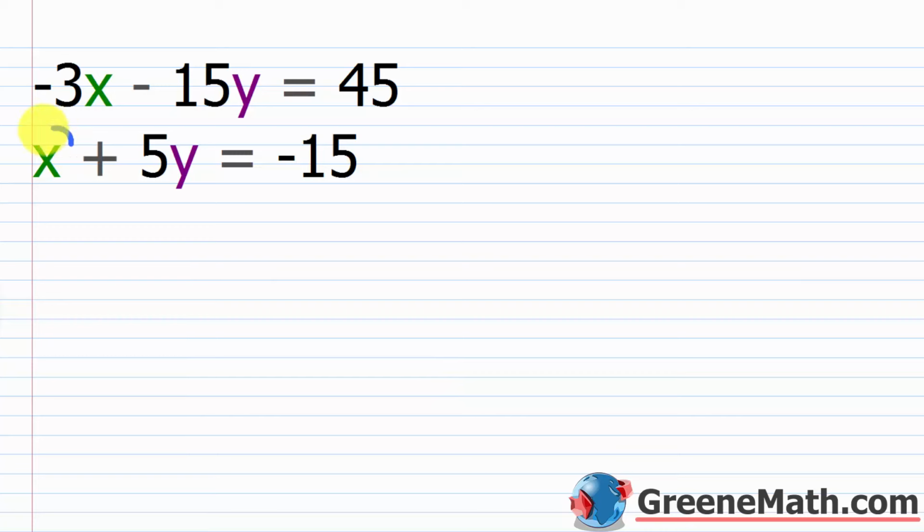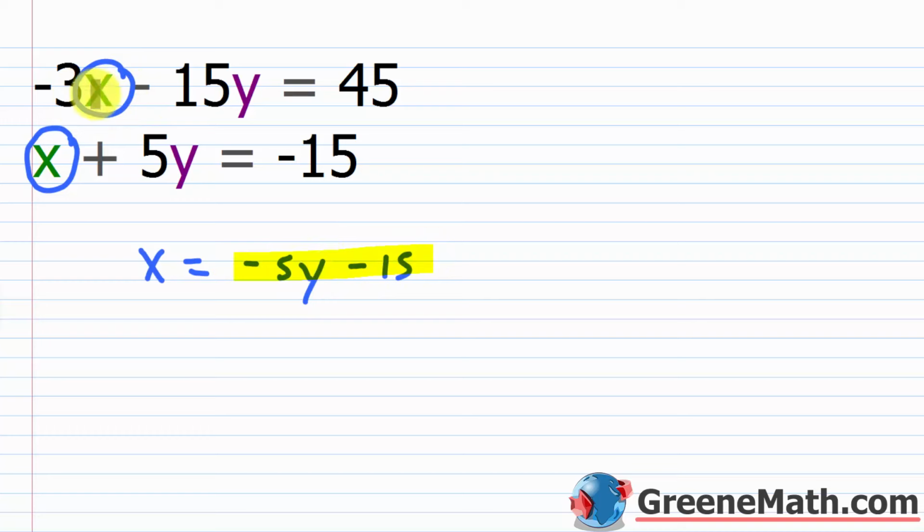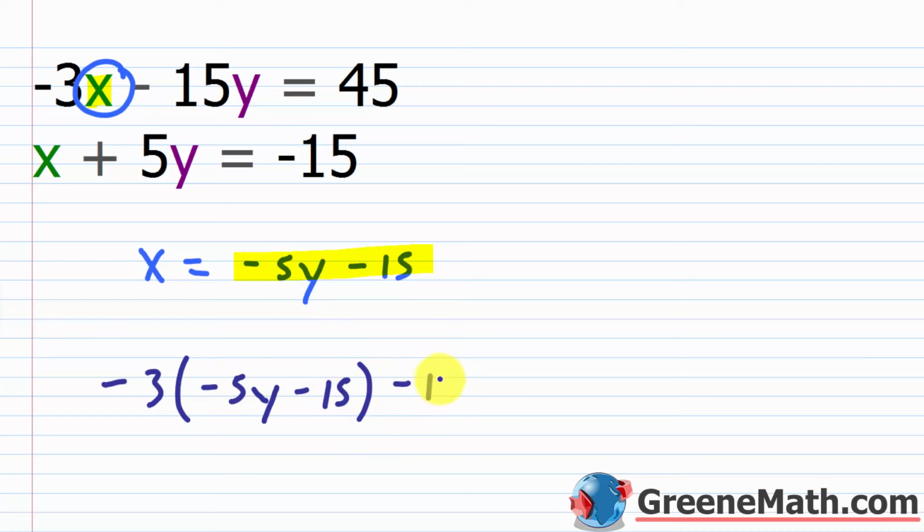So I know that this is going to be easy to solve for substitution because the coefficient on that x is a 1. So I can solve this for x and say x is equal to negative 5y minus 15. So then I can plug in for x here, and I can plug this in, right? So this is going to go right there. So let's go ahead and do that real quick. I'm going to have negative 3 times, again, I'm plugging this in for x. So negative 5y minus 15, and then minus 15y, and this equals 45.